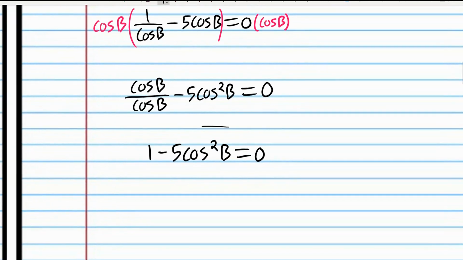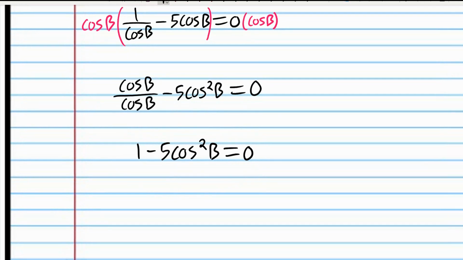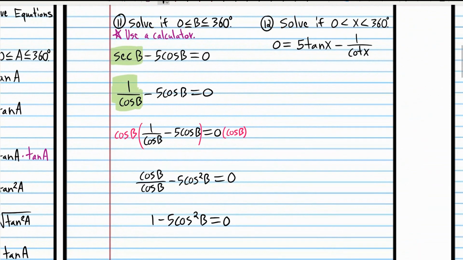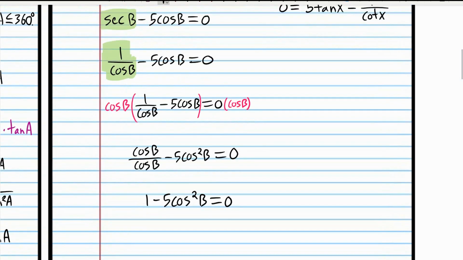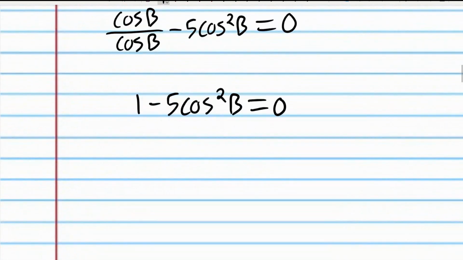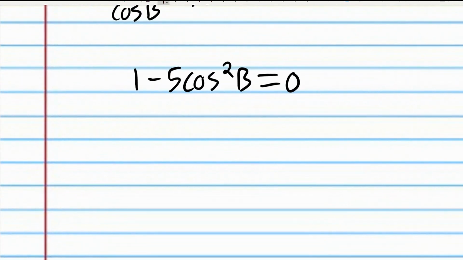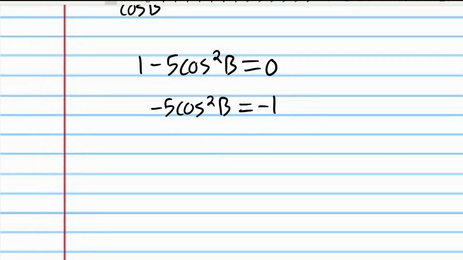And now we have an equation that's a lot easier to work with. We have one trigonometric function as opposed to 2, and we don't have any fractions. The only problem is we have a trigonometric function that is squared. So we're going to have to deal with that. So I'm going to subtract 1 from both sides and divide both sides by negative 5. And we get 1/5.